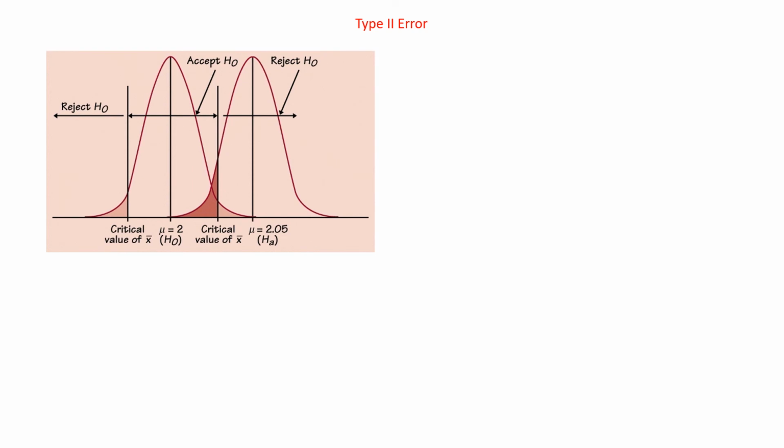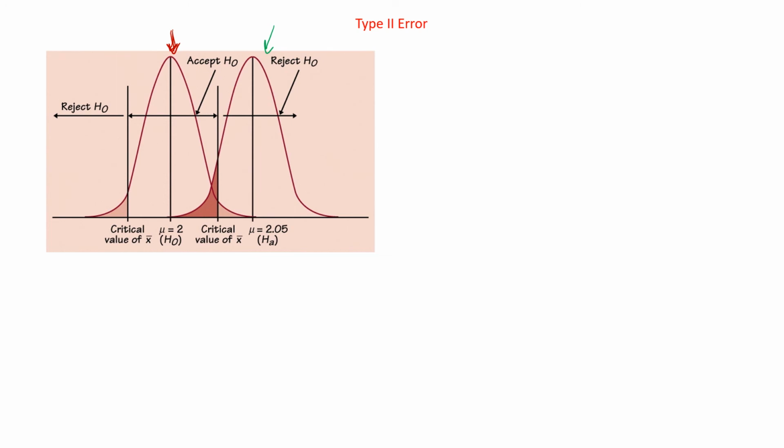our basic, or our population curve, or what we think it is, and then we have an alternative one over here. And so we want to know the probability of not rejecting the null hypothesis when we should.